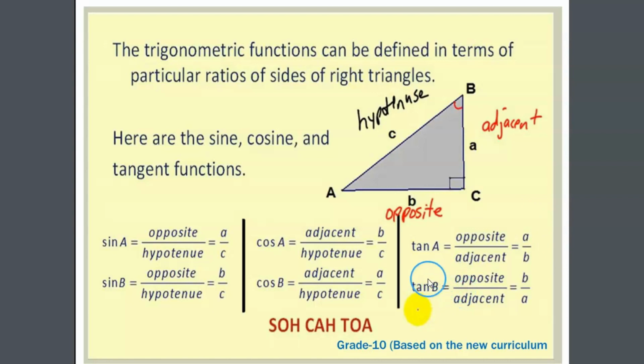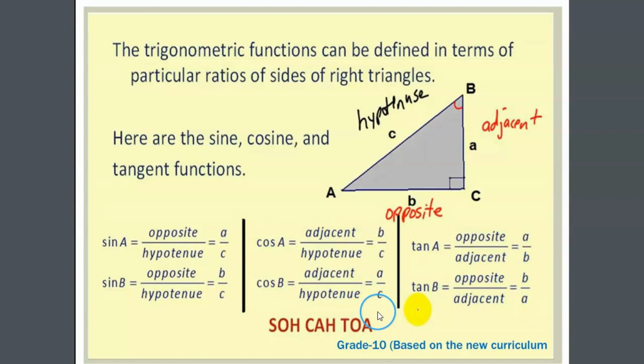What about tan of angle B? Tan of angle B, tan means what? Opposite over adjacent. Therefore tan of angle B means opposite over adjacent. For angle B the opposite side is this one, its length is b, over the adjacent side a. So b over a.